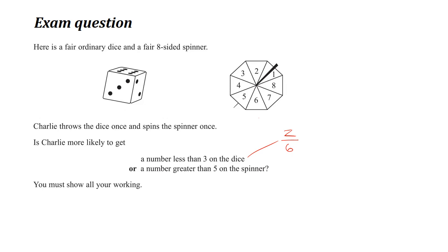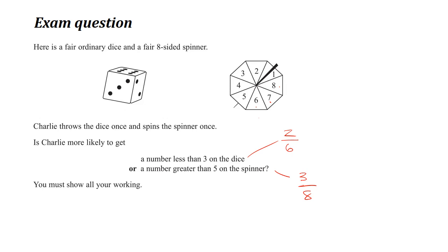Or a number greater than 5 on the spinner. What's the probability of that happening? There are 1, 2, 3 numbers greater than 5. And there are 8 outcomes on the spinner altogether, so therefore the probability of getting that is 3 over 8.